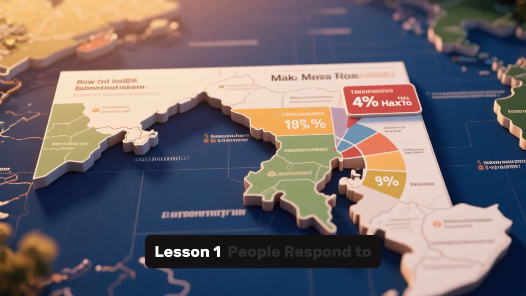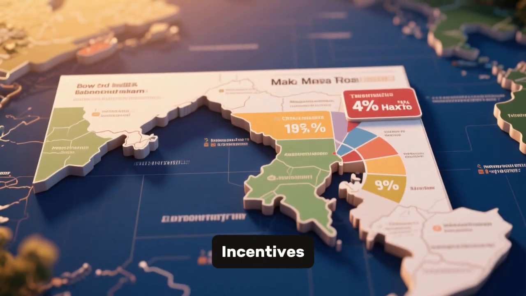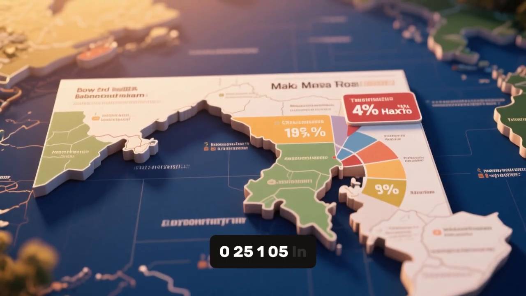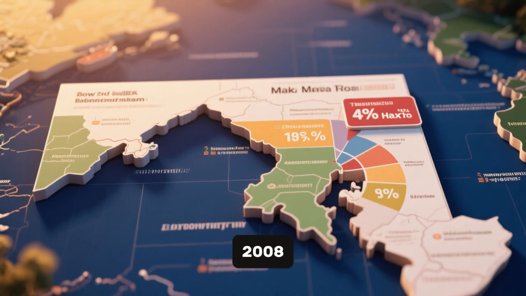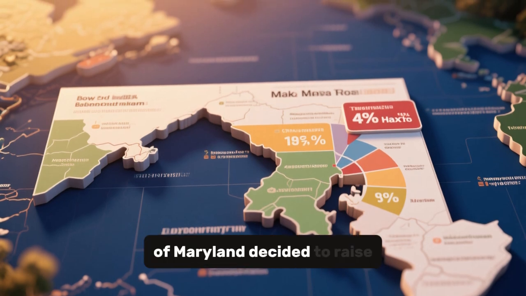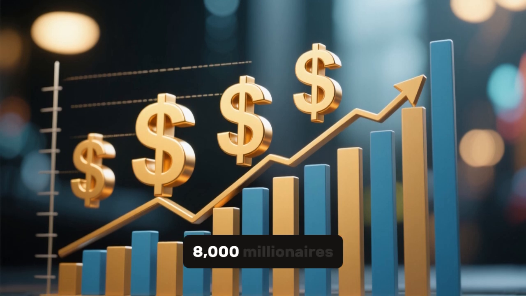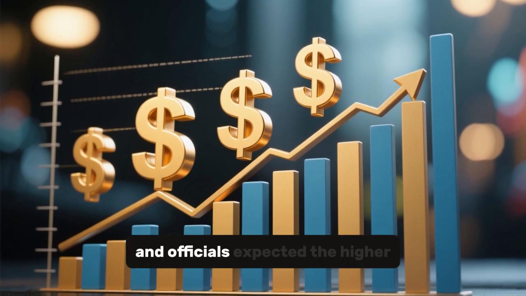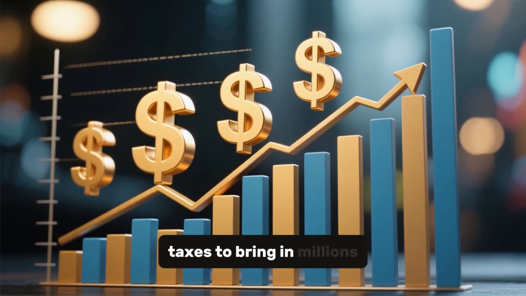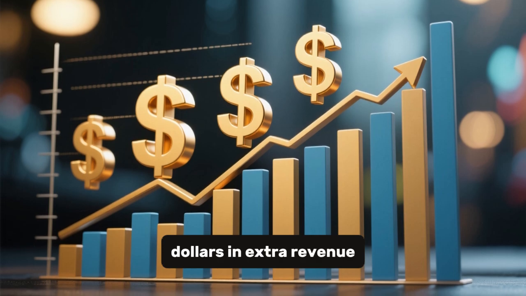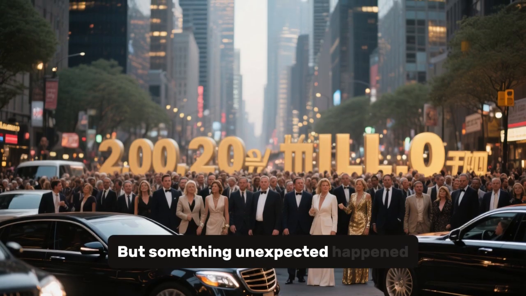Lesson 1. People respond to incentives. In 2008, the U.S. state of Maryland decided to raise taxes on millionaires. At the time, there were about 8,000 millionaires, and officials expected the higher taxes to bring in millions of dollars in extra revenue. But something unexpected happened.